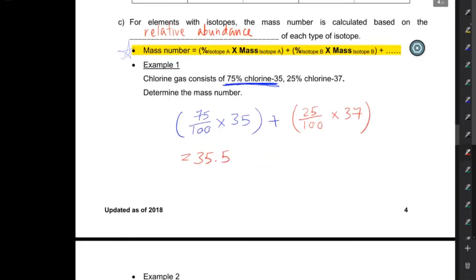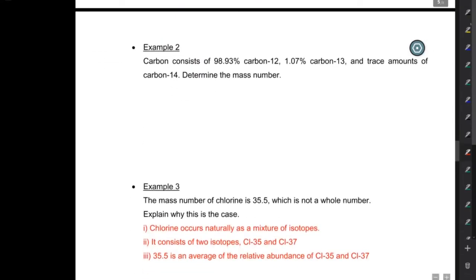Let's try out another example. Suppose you have carbon, which consists of 98.93% of carbon 12, 1.07% of carbon 13, and a small amount of carbon 14. What exactly will be the mass number? So similarly, let's do a quick calculation. If you have 98.93% of carbon 12 and 1.07% of carbon 13, how many percent will be this trace amount? If you do the math, it's actually almost 0. So this carbon 14 itself will not affect the relative atomic mass.